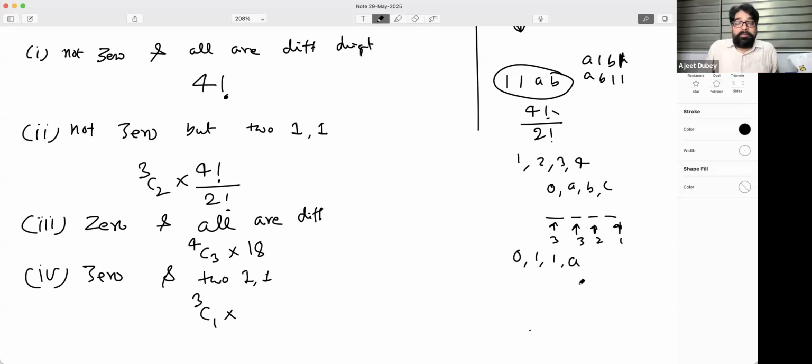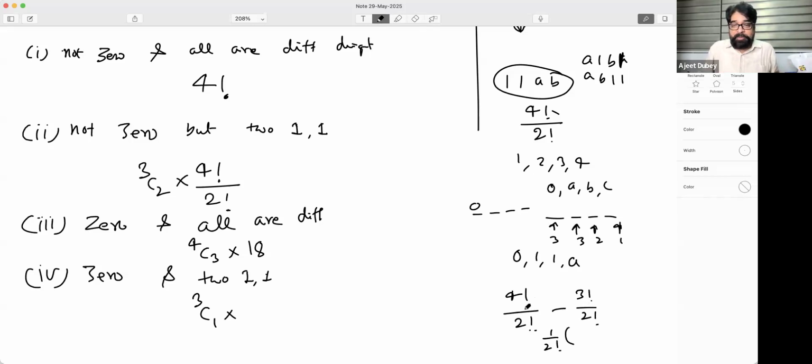Wait a minute. Go the reverse way. Reverse way means what? Just arrange them. In how many ways can I arrange? 4 factorial by 2 factorial, minus those cases when 0 is coming on the first place. So when 0 is on the first place, that will be 3 factorial by 2 factorial. So 1 by 2 factorial common, you will get 4 factorial.